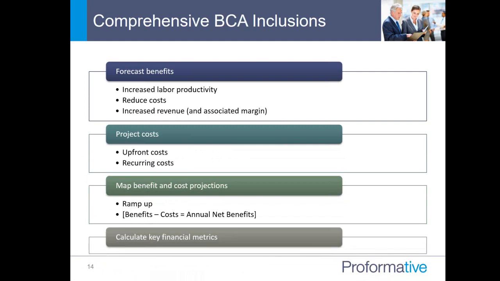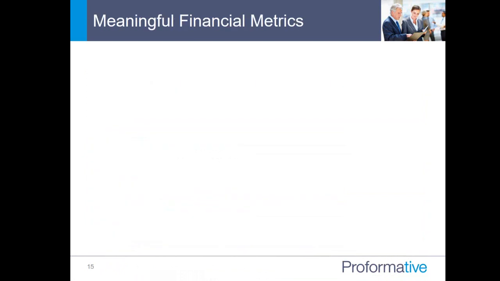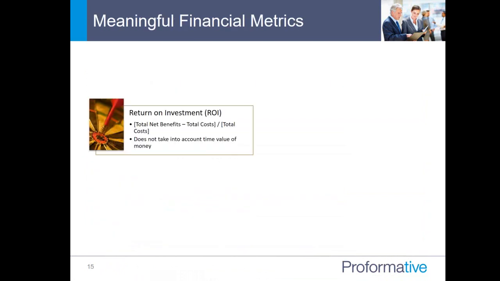And then we're going to calculate key financial metrics. So let me jump right into some of those key financial metrics. The first one is probably the Kleenex of tissues for financial metrics. It's return on investment, or ROI. This is the term that you will most commonly hear. There's not a whole lot more detail to go into. In fact, it's really just the total net benefits minus the total cost divided by the total costs.